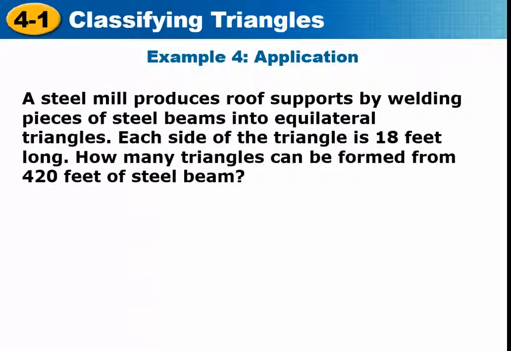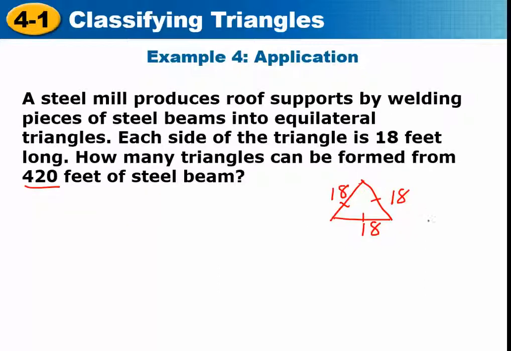Application problem. It says a steel mill produces roof supports by welding pieces of steel beams into equilateral triangles. Draw an equilateral triangle. First thing to do when you get a word problem, sketch it out. Each side of the triangle is 18 feet long. It's equilateral, so all three of these sides are the same. Label it. How many triangles can be formed from 420?